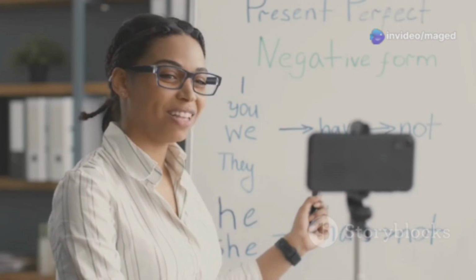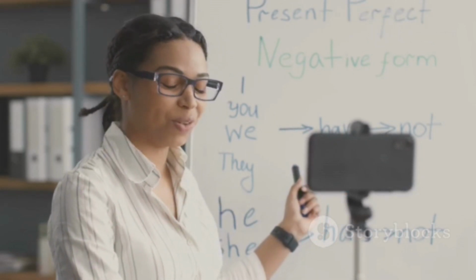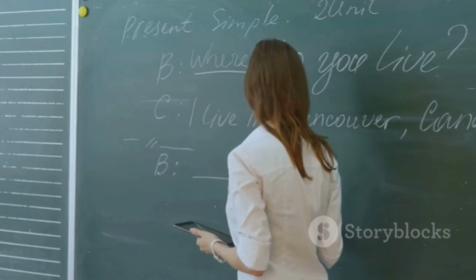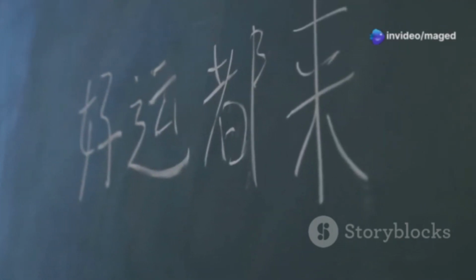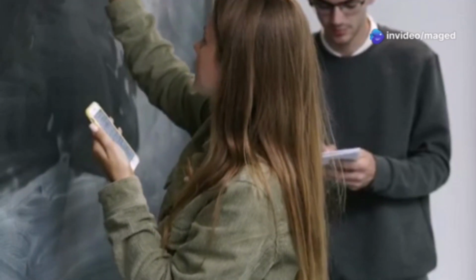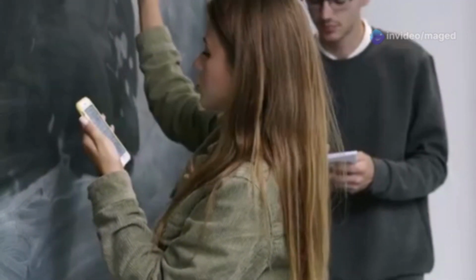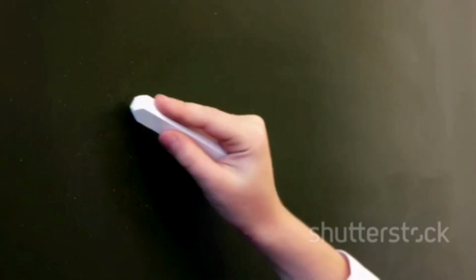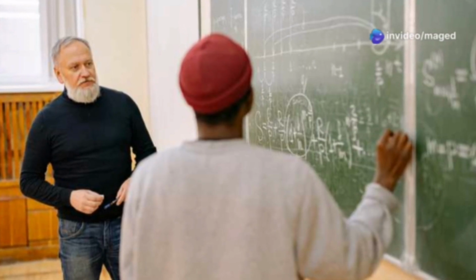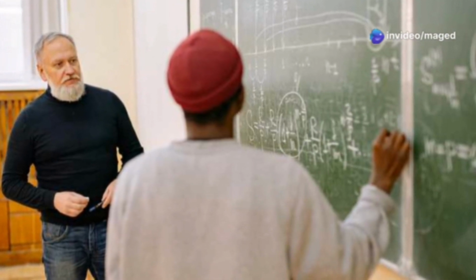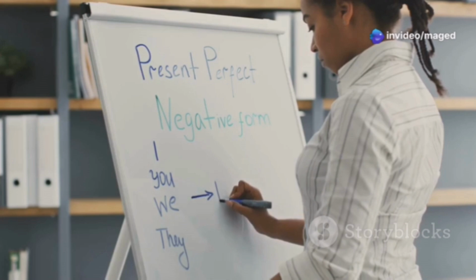The third conditional follows a specific structure that is important to understand. It consists of two clauses, an if clause and a main clause. The if clause typically starts with "if" and uses the past perfect tense. This clause sets up the hypothetical condition in the past. For example, "if I had studied harder." The main clause uses "would have" or "could have" followed by the past participle of the main verb. This clause describes the imagined result or consequence. For example, "I would have passed the exam."